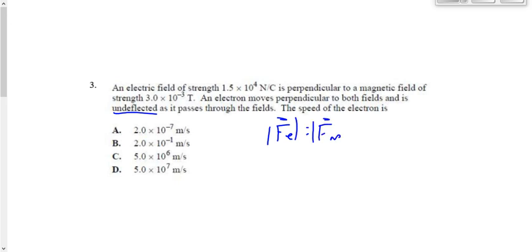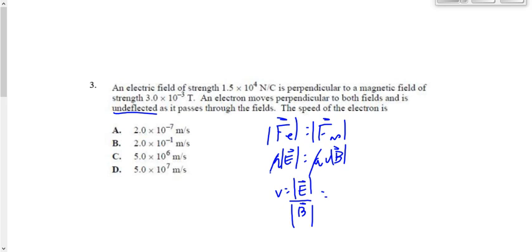So we're going to say Q times E is equal to QVB. Q's cancel. V is equal to E over B. And when I do that, I end up getting 5.0 times 10 to the 6 meters per second.